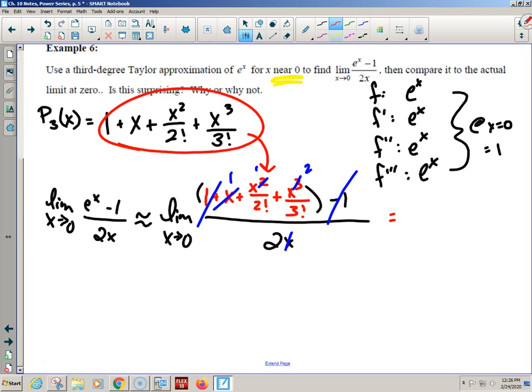So that's just going to be 1 plus 0 over 2. What would L'Hopital's have told me? What's the derivative of e to the x? e to the x over the derivative of 2x, which is 2. And then plugging in 0, e to the 0 is 1, over 2 is 1/2.